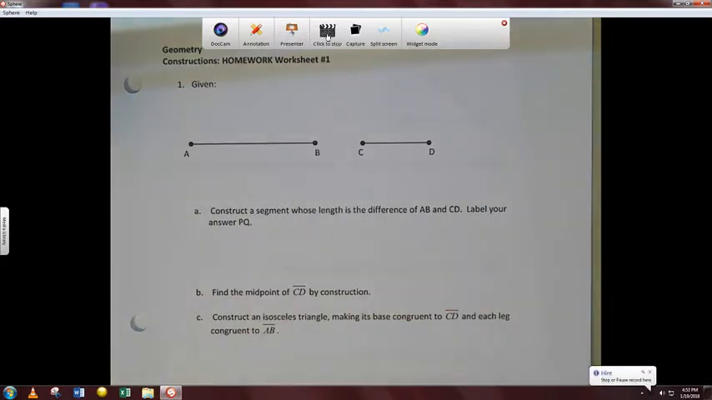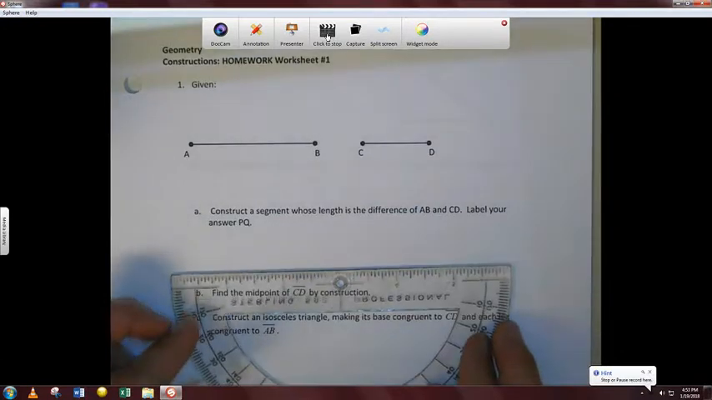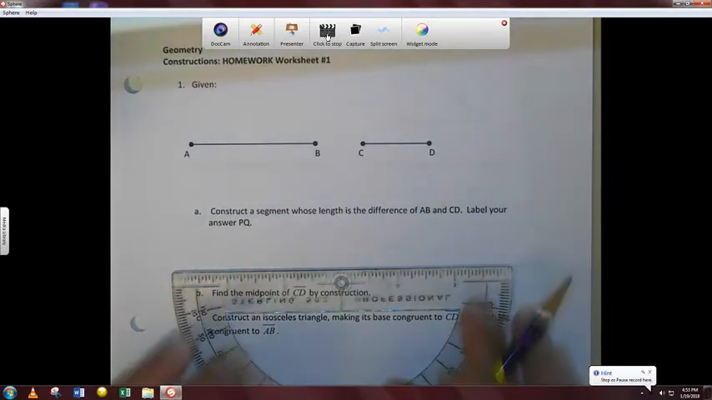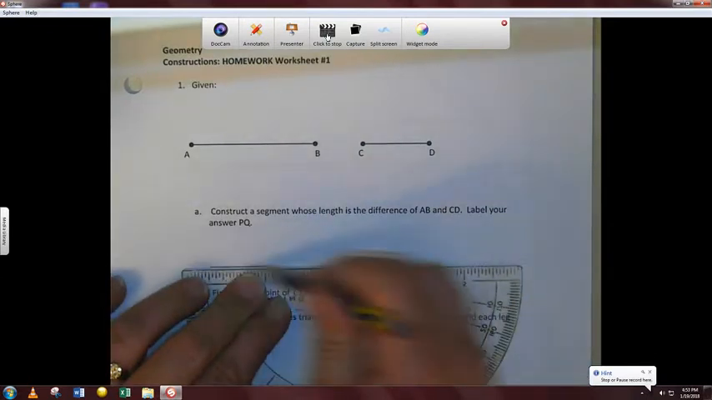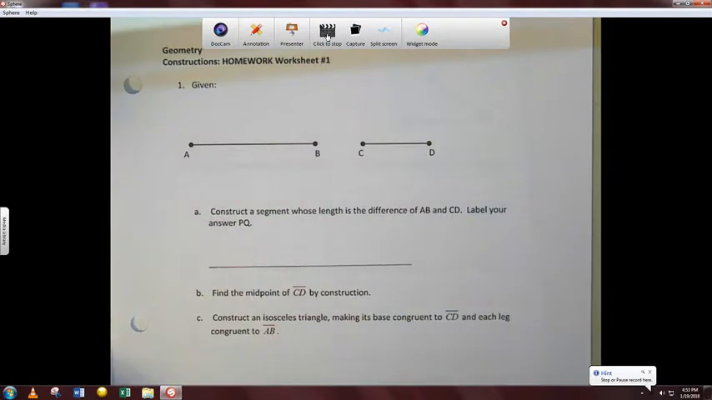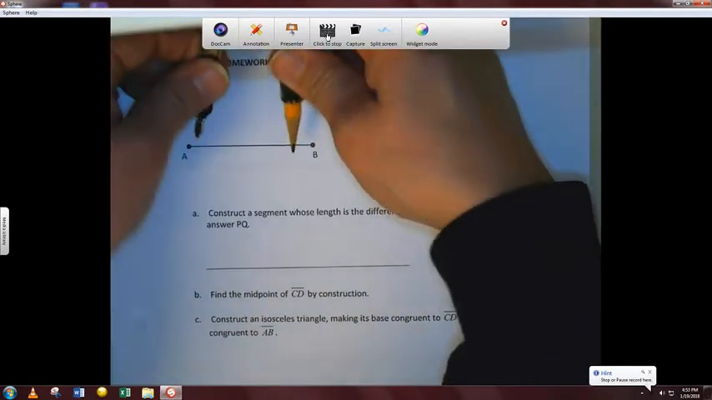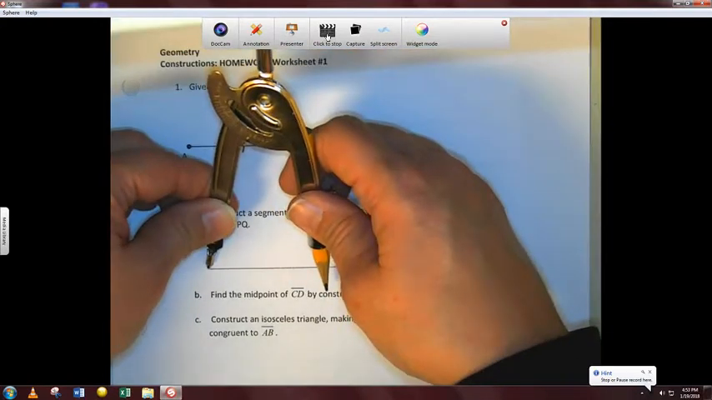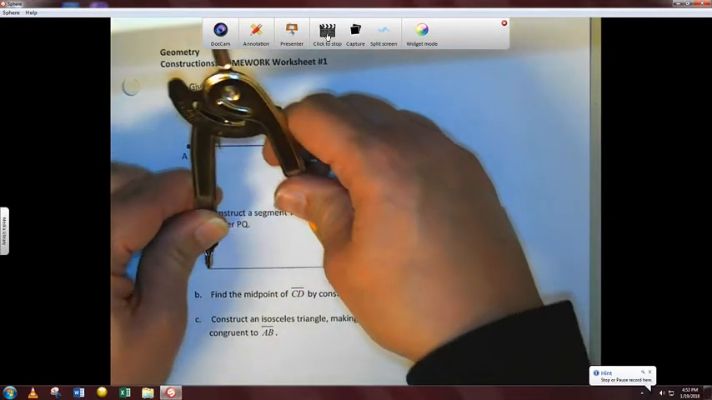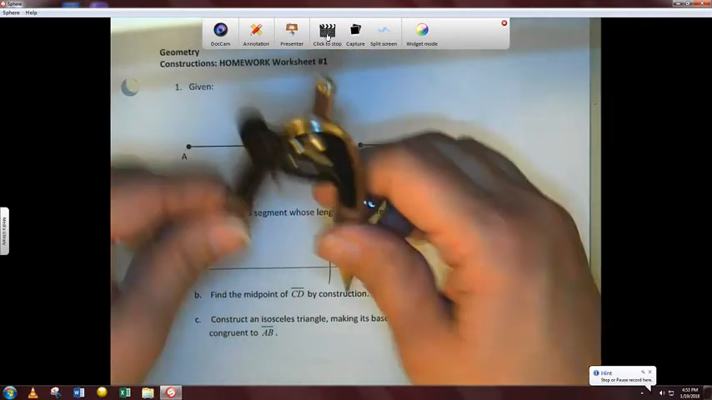Okay, so I'm going to go over the homework worksheet number 1. We're going to start by drawing a working line so that we can construct a segment whose length is the difference of AB and CD. So I draw my working line, I measure AB, I put my compass point on the endpoint of the segment and swing that arc. So that's how long AB would be.